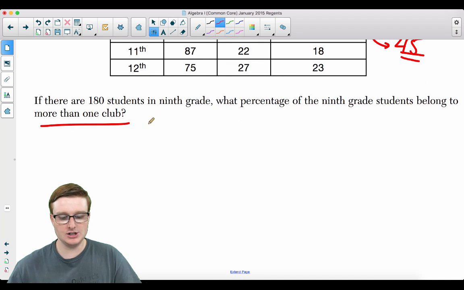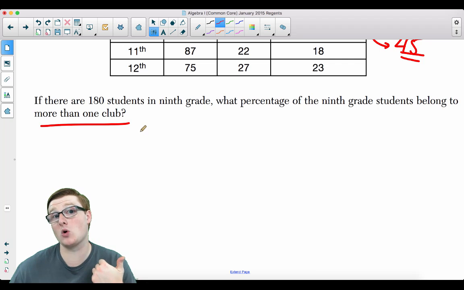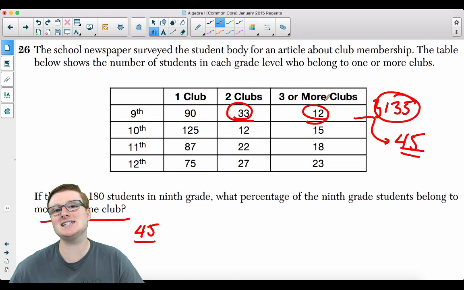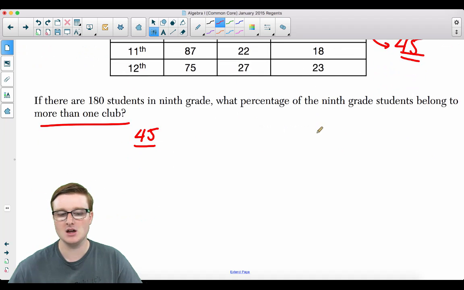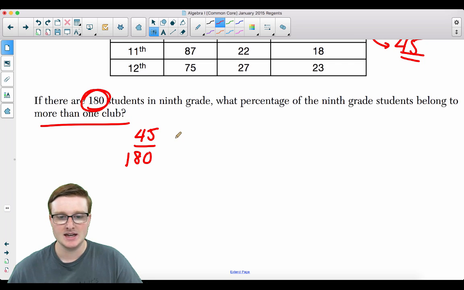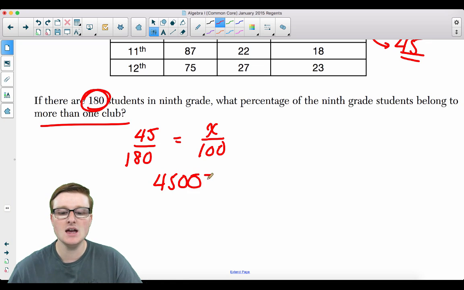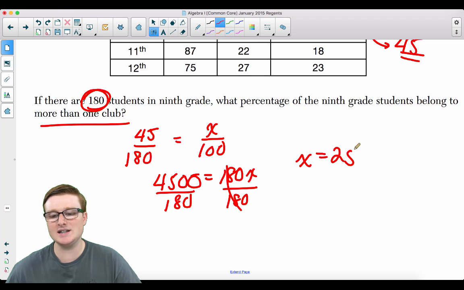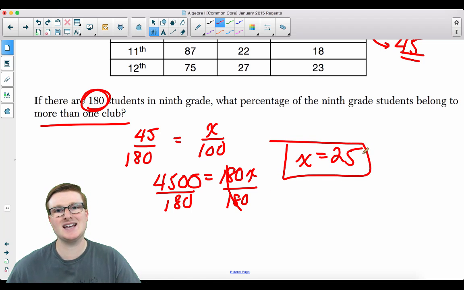So, what we're going to do is we're actually going to set up either A, a proportion, or B, just a simple ratio. If you were to set up a proportion, this is what it would look like. You have 45 students who participate in 2 clubs or more, all over 180 people. That's the amount of people who were in the ninth grade. And set that equal to x over 100. X is a percent. Now we're going to cross multiply. So we get 4,500 is equal to 180x. Okay. We're going to divide by 180 on both sides. Then you get x is equal to 25. Okay. So that's actually your percent.